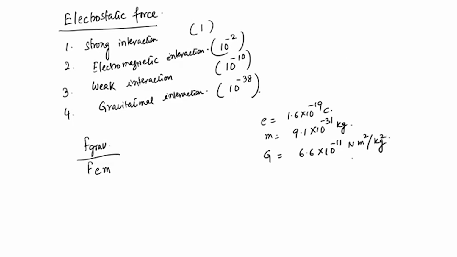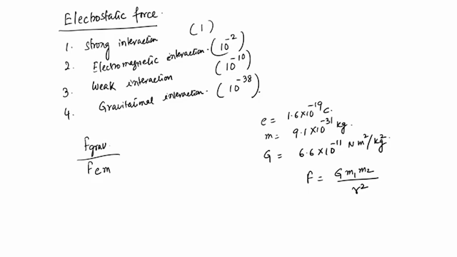The gravitational interaction will have this form, which is G m1 m2 divided by r square, and in vector form there will be an r cap direction connecting the two masses. Both the masses can be electrons, so we are trying to calculate the gravitational force between two electrons. And with respect to the electromagnetic force, it will be k into e square by r square.